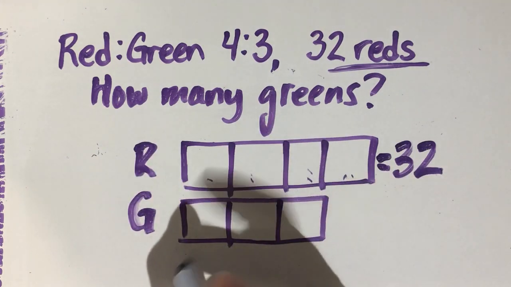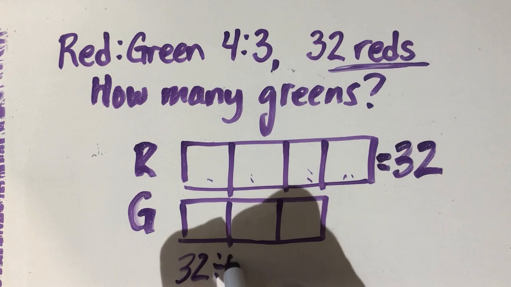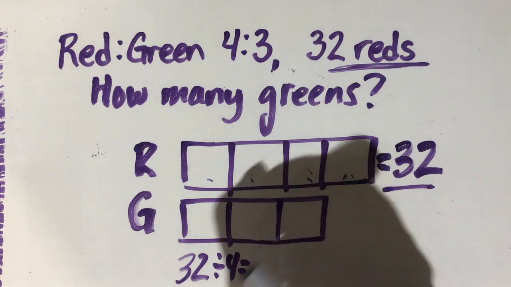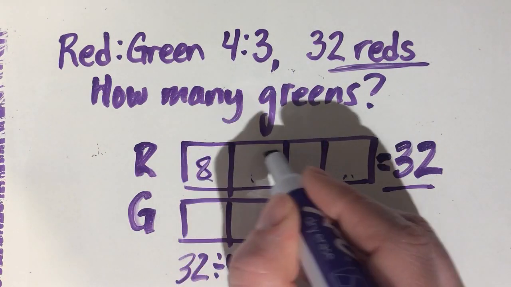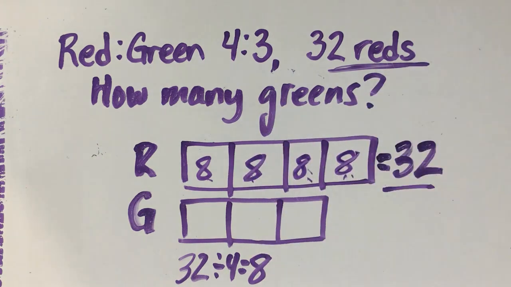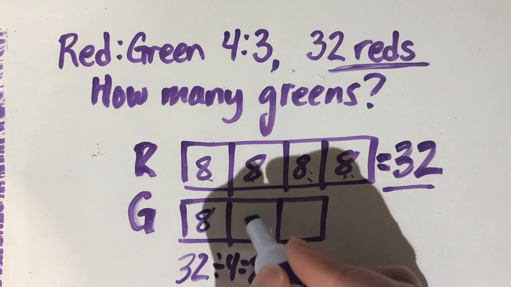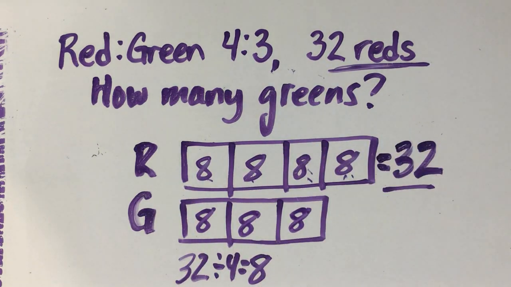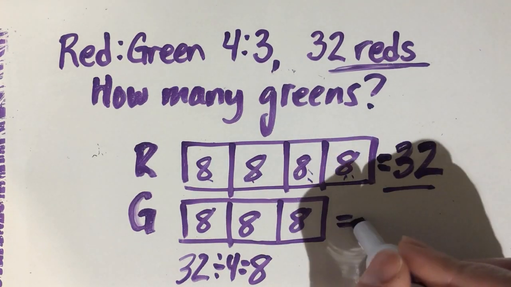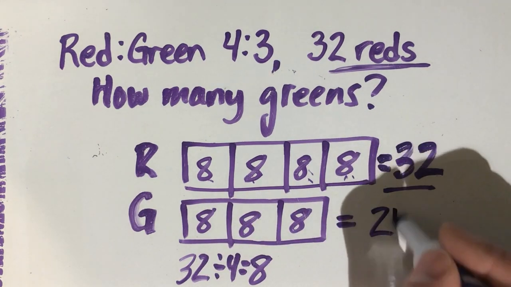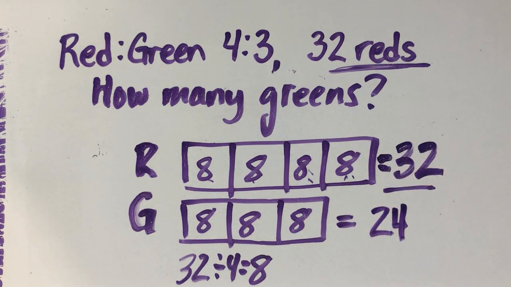Okay, so our division problem is going to be 32 divided by 4 because we're going to take these 32 reds and sort them into the 4 parts. 32 divided by 4 makes 8. So inside each of these boxes is 8 red M&Ms technically. Now, if the parts for the reds equal 8 in a ratio, that means the parts for the green are also each worth 8 because in a ratio it has to be the same. So if we want to figure out how many greens we have, our last step is simply going to be 8 times 3 to find how many green M&Ms we have.